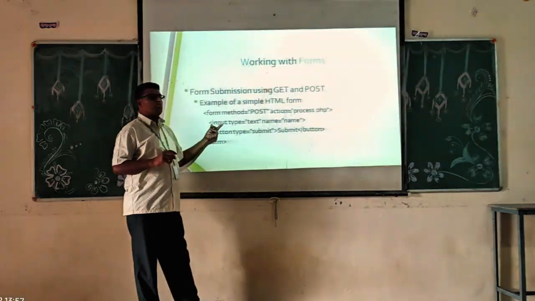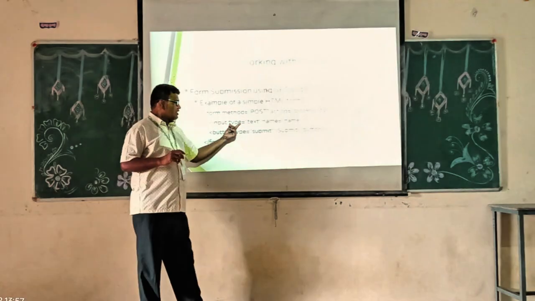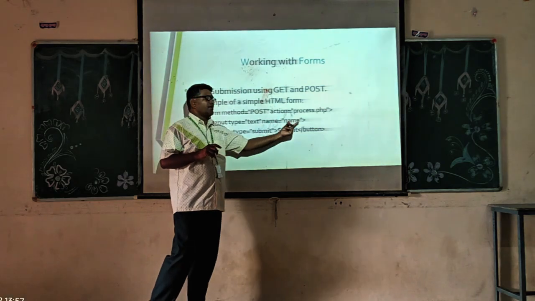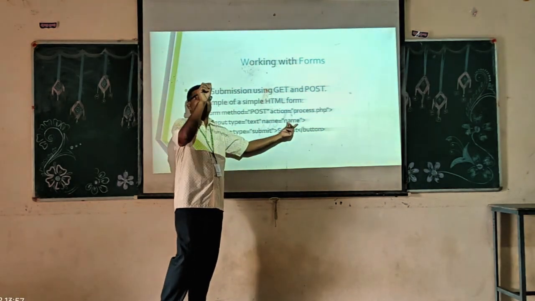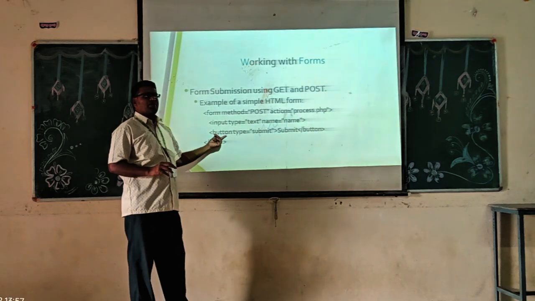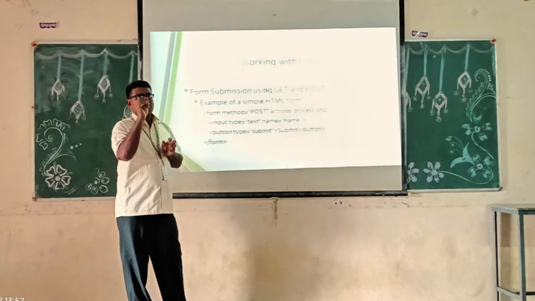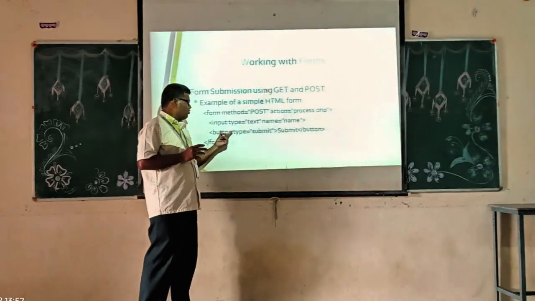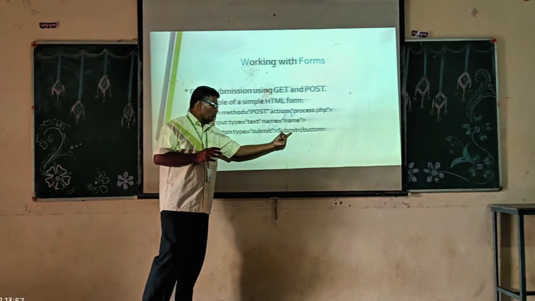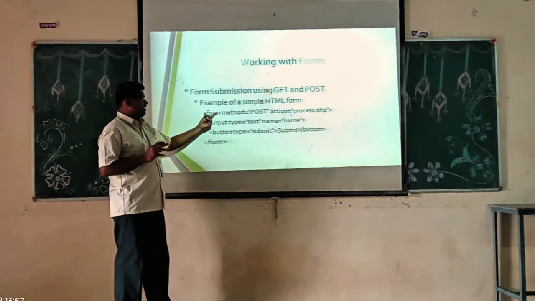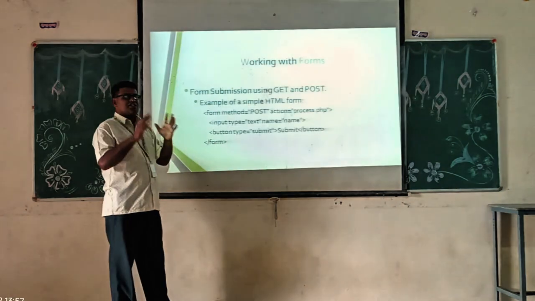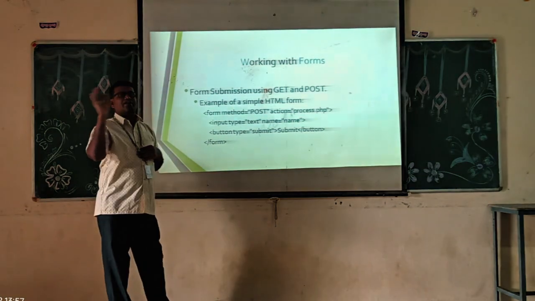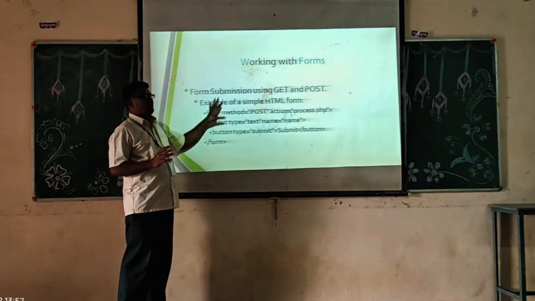And next, input, what is the type? Text. We're creating a text box. The text box name is name, and the text box id is also name. And next, button. Button means a command button. You can select the button with the command button, and the button type is submit. Starting the form and the end form. Each and every HTML element has a starting tag and an end tag. So that is working with forms.